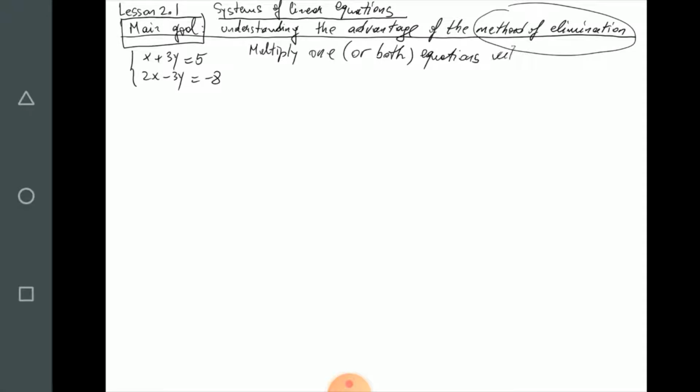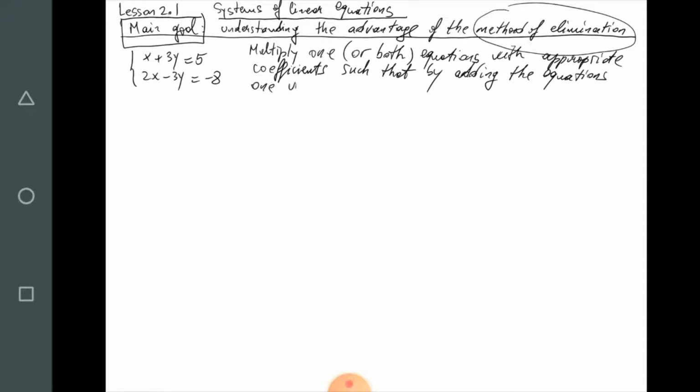with convenient, or appropriate, coefficients such that by adding the equations, one unknown is eliminated. And you get to choose which one to eliminate.